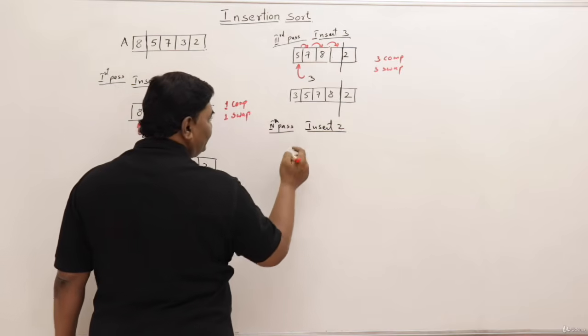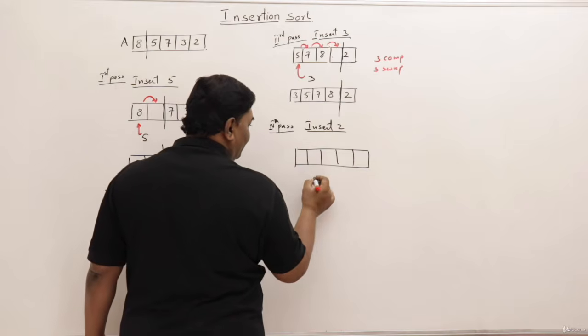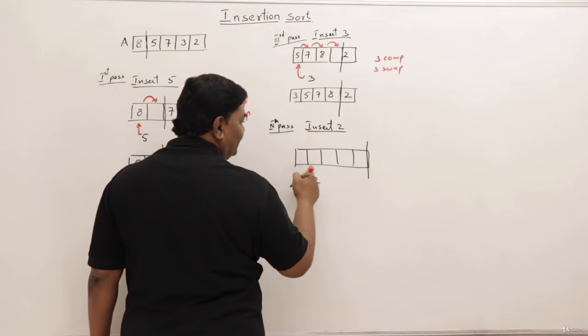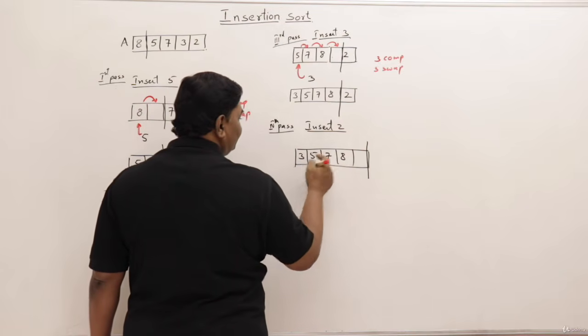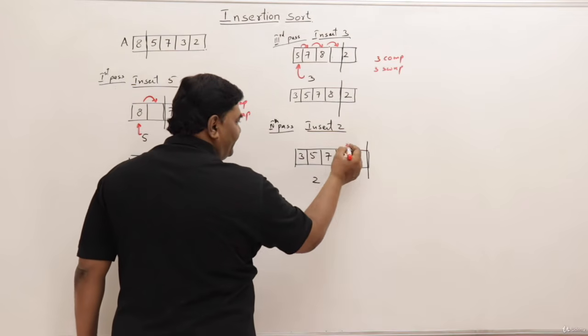Insert 2. So in this array, when we insert 2, from this side we will take out 2, and the list size will be maximum now, till the last element. Presently the sorted elements are 3, 5, 7, 8. This is a free space. Now start comparing and shifting the elements.